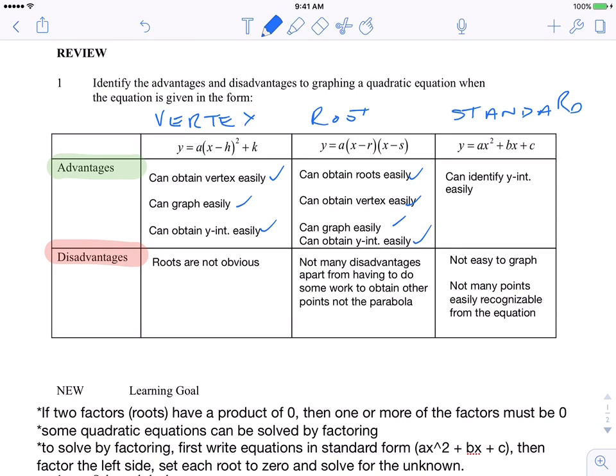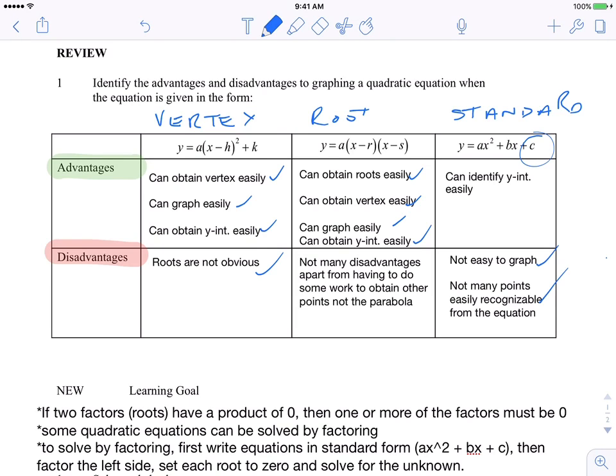In standard form, you can identify the y-intercept pretty quickly, but you really can't get the vertex or the root form without having to factor or complete the square. So in this case, the standard form is not easy to graph, and there's not many points that are easily recognizable from the equation. For vertex form, one of the disadvantages you could say is that the roots aren't obvious. So in order to get the roots, you'd have to first put this in standard form and then factor if possible.